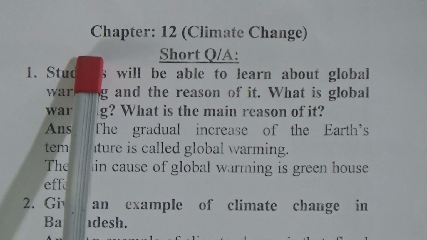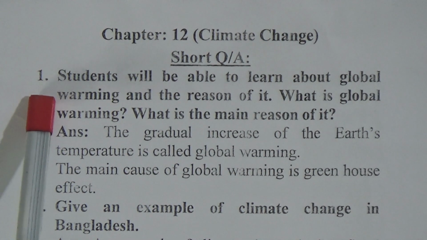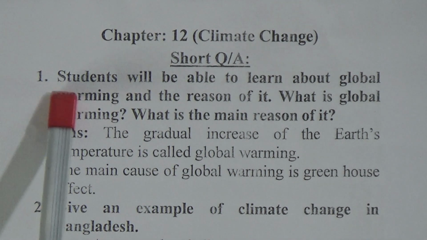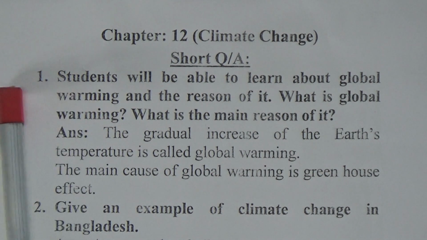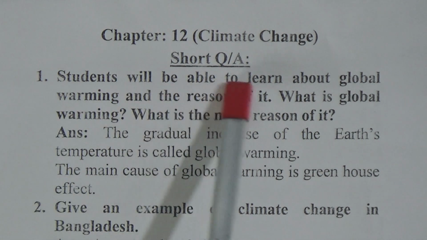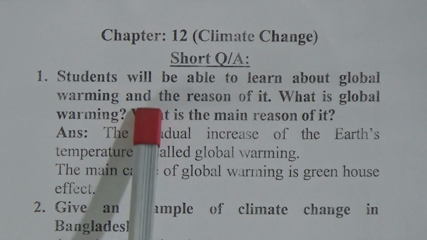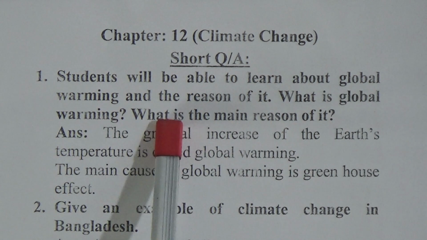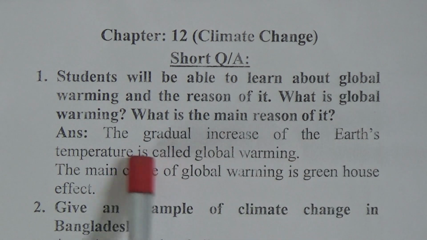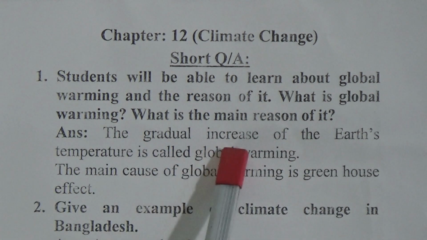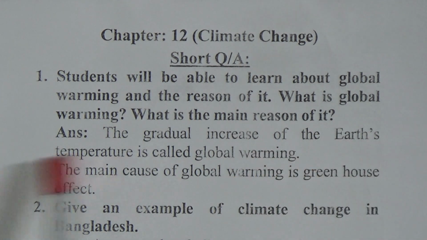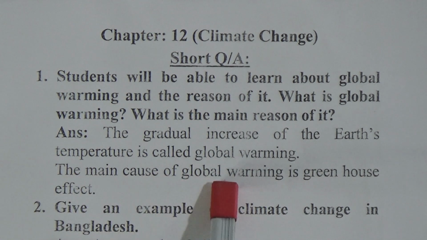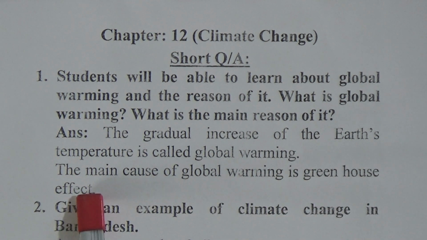From this chapter we will discuss first the short question answers and then the competency based questions and answers. First question is, students will be able to learn about global warming and the reason of it. What is global warming? What is the main reason of it? The answer is, the gradual increase of the Earth's temperature is called global warming. The main cause of global warming is the greenhouse effect.